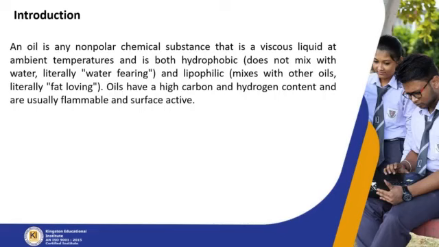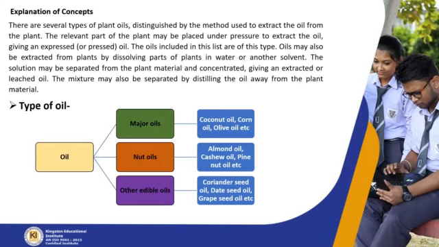Introduction. An oil is a non-polar chemical substance that is a viscous liquid at ambient temperature and is both hydrophobic, which means it does not mix with water, literally water fearing, and lipophilic, meaning it mixes with other oils, literally fat loving. Oils have high carbon and hydrogen content and are usually flammable and surface active. So this is oil. Next is the different types of oil.